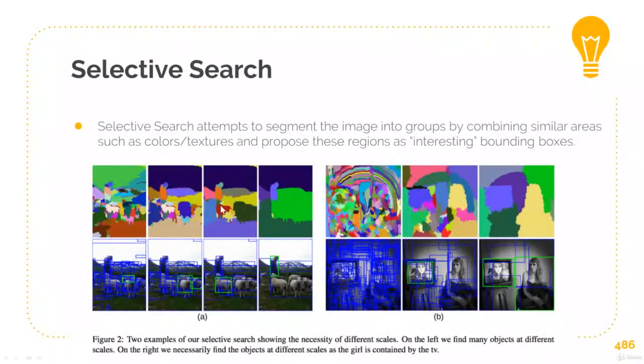So let's talk about the selective search algorithm. Selective search attempts to segment the image into groups by combining similar areas such as colors and textures, and proposes these regions as interesting bounding boxes. So we have this image of some sheep here, and what selective search is going to do is try to merge different similar pixels, similar lighting conditions, that sort of stuff, so we can eventually get something like this. Then it's going to draw a box over each segmented region and propose that. Now there's a lot more tweaking we can do in selective search, so it all depends. Basically we can get a few boxes or a lot of boxes.